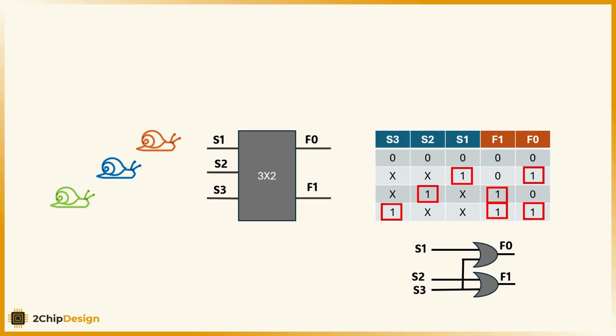So looking at the truth table, we understand that we have F0, which is an OR between S1 and S3, and F1, which is an OR gate between S2 and S3.